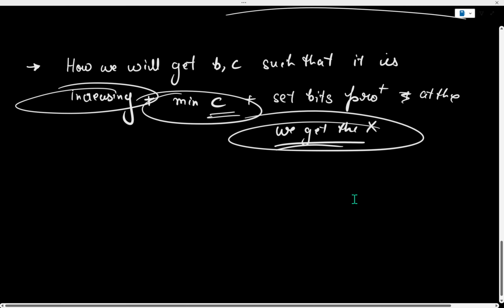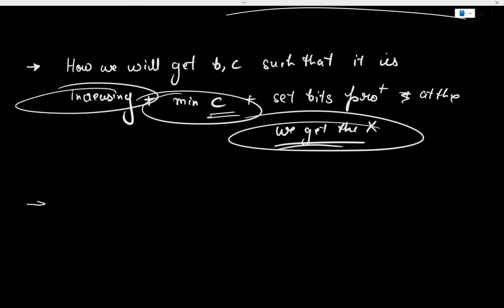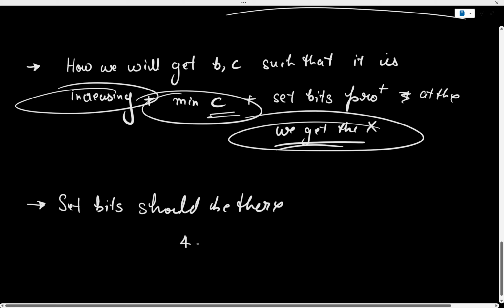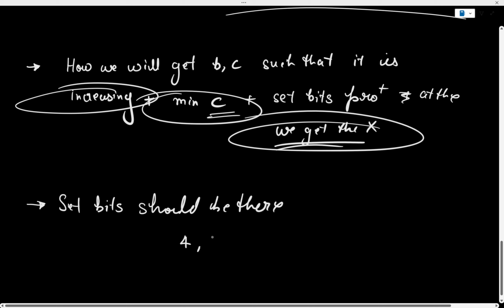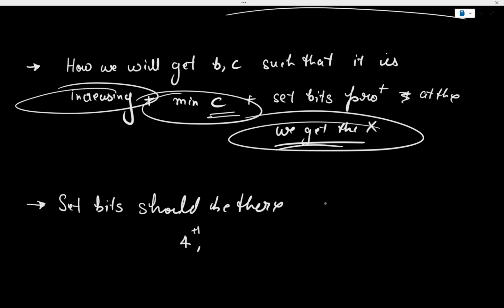Now, this is how we can do it. Our main focus is that set bits should be there. So what is the minimum number we can increase? If we have 4, what is the minimum? We are talking about integers. What is the minimum integer we can add to get something greater than 4? I would say plus 1. We did plus 1, we got 5.